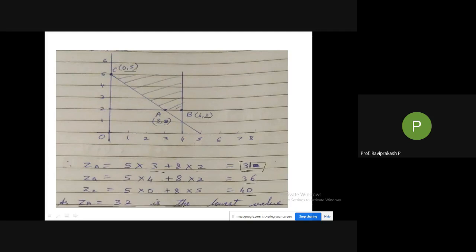ZA is equal to 32 is the lowest value. So you can write according to you. So I have written like this. So 31 is the lowest value where I have to go with 3 kgs of V1 and 2 kgs of V2. So I'll be getting the lowest cost. So on top of this, 31 is my cost.